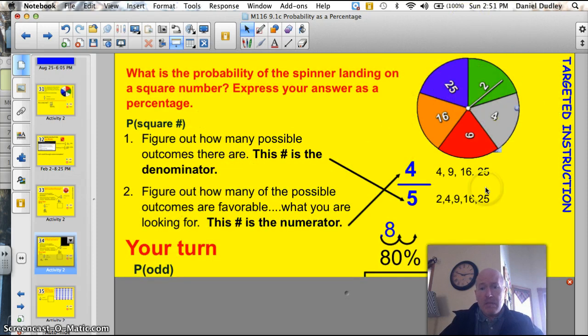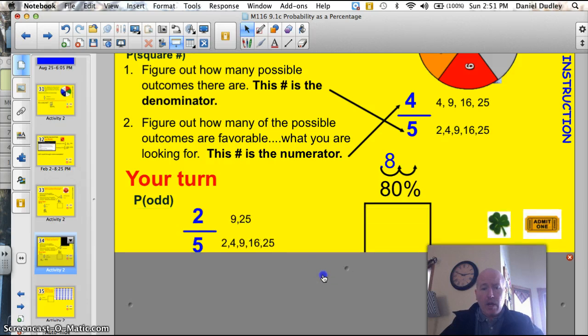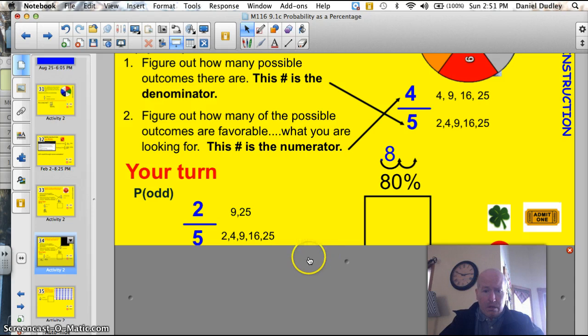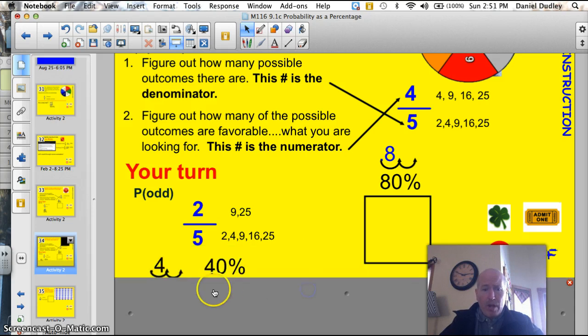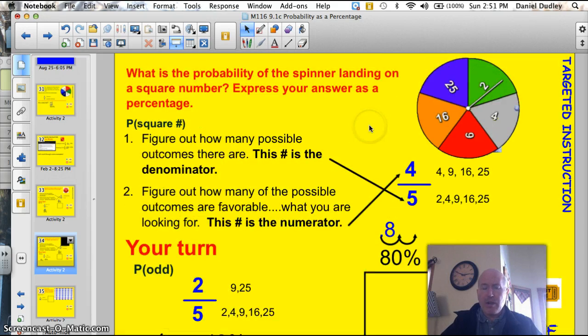Using the same spinner, find out what the probability of getting an odd number is. Go ahead and do that. All right, let's see how you did. Well, 2 chances out of 5. You could have 9 or 25. These are the odd numbers. All right, that would be 2 divided by 5 would be 0.4. We move that decimal, multiply by 100, 2 spots to the right here, you're going to get 40% as your answer. So you have a 40% chance of getting an odd number on this spinner.